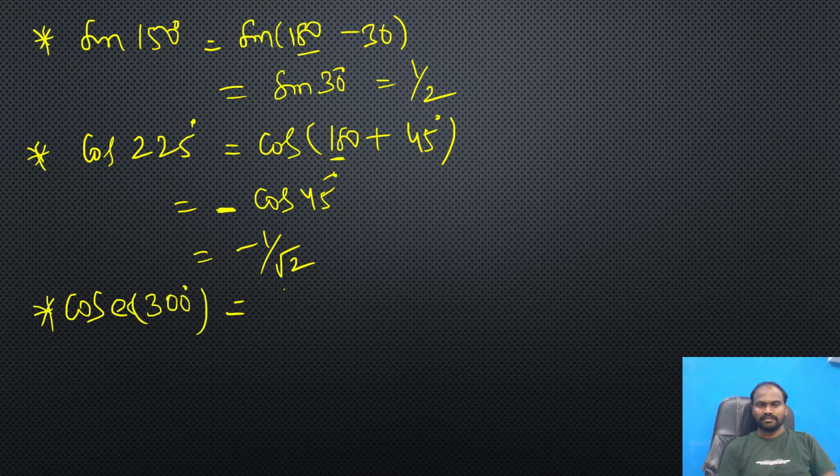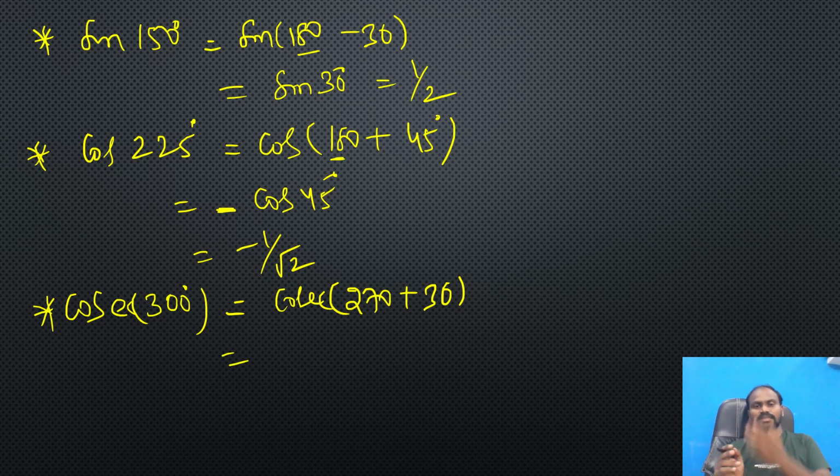Cosecant 300 degrees. This can be written as 270 plus 30, or you can write 360 minus 30 also. That is also fine. Okay, so cosec of 270 plus 30. 270 plus theta means which quadrant? Fourth quadrant. In the fourth quadrant, cosec is negative.